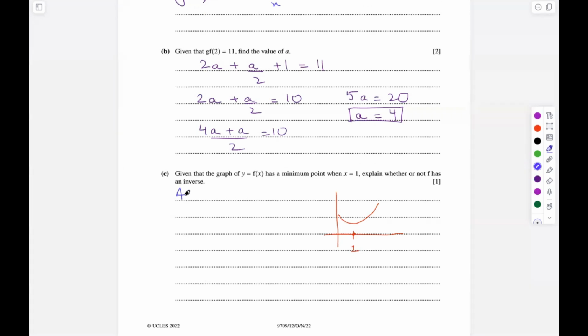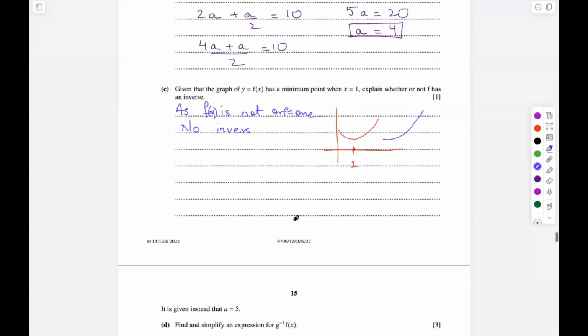So we'll write that f is not a one-to-one function, or f of x is not a one-to-one function. It will not have an inverse. It's not one-to-one, so there will be no inverse. For a function to have an inverse, it can only be a one-to-one function. So if this graph had been like in this form, where for each value of y there was only one value of x, in that case, this function f of x will have an inverse.